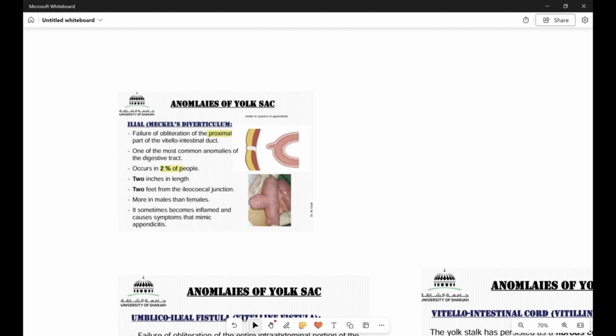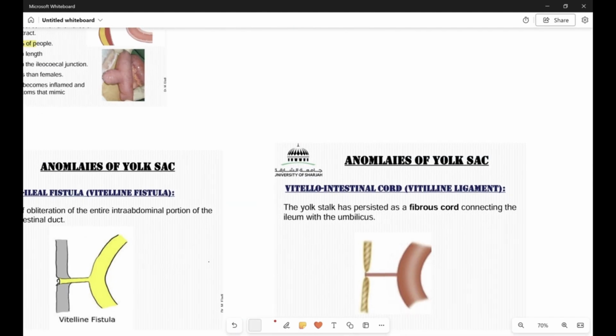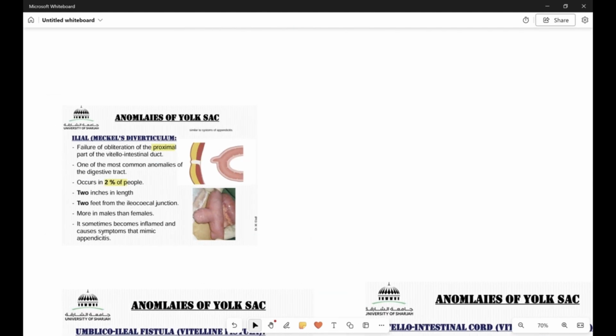So obviously, anomalies of the yolk sac are basically due to the failure of the obliteration of the vitello-intestinal duct. We have how many kinds? I think 1, 2, 3, 4, 5 kinds. What differentiates each one of them is, I'm going to draw this. I apologize in advance, this is not the best drawing.